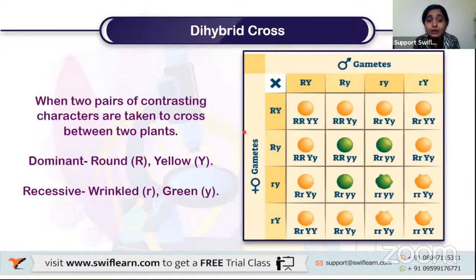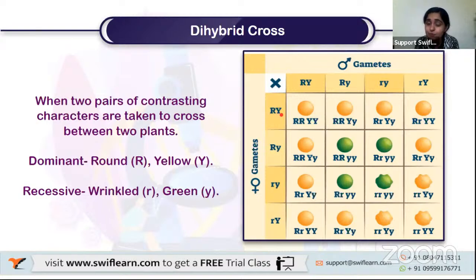So if two pairs of contrasting characteristics are taken to cross between two plants, then this matrix will show how the generations, or what all things the plant that is going to be generated will inherit. Okay, so if you can see RY, that is the dominant round and dominant yellow. Over here also dominant round and dominant yellow. So of course the progeny that's going to come is going to be round and yellow, right? Because all of them are the dominant traits.